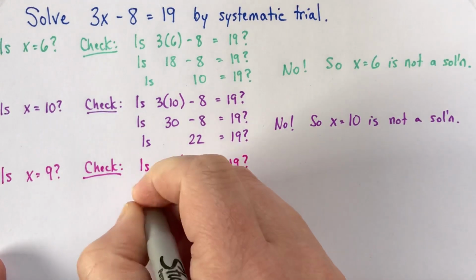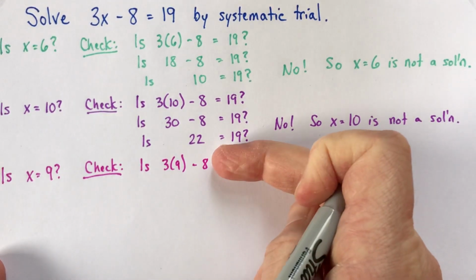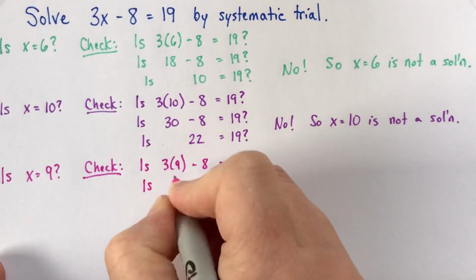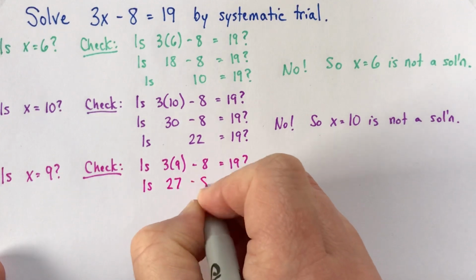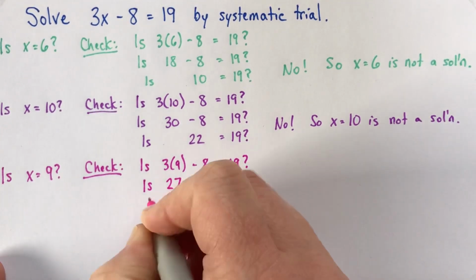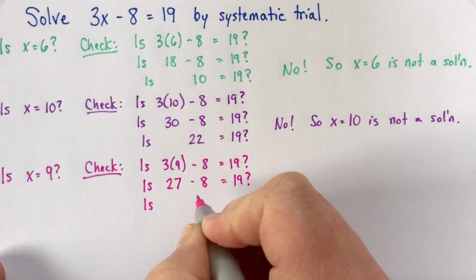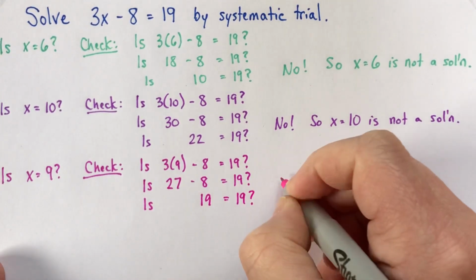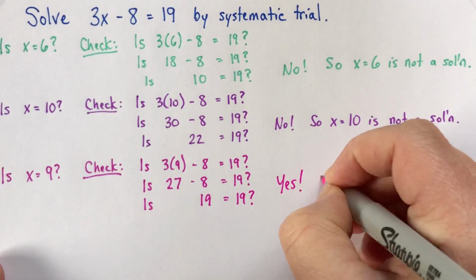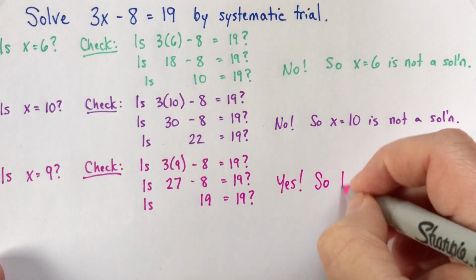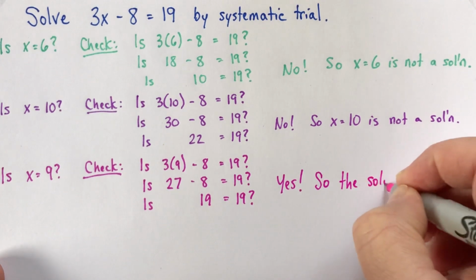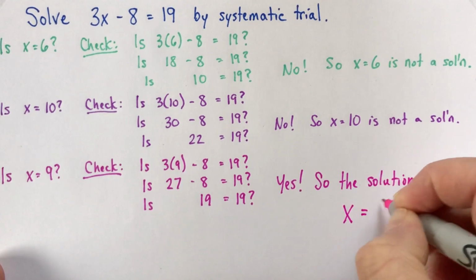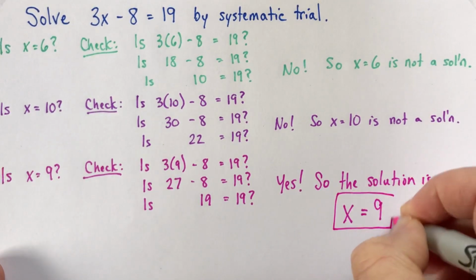And we'll simplify this each time. We're going to sort of ignore the right-hand side until we get the left totally simplified. So 3 times 9 is 27, subtract 8, is that 19? And 27 subtract 8, oh! That is 19. Is 19 equal to 19? Yes. So the solution is x equals 9.